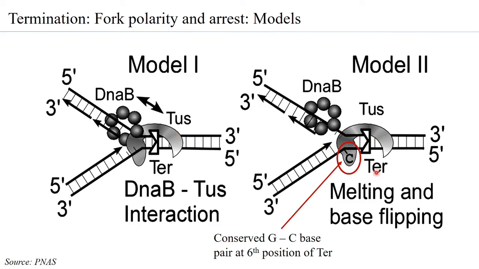So in both eventualities, the fork is arrested at the Ter-Tus complex itself, but the mechanism that is suggested is different. Here the mechanism is because of melting and base flipping, and here the mechanism is because of the Tus interacting with the DnaB and the DnaB losing its helicase activity.